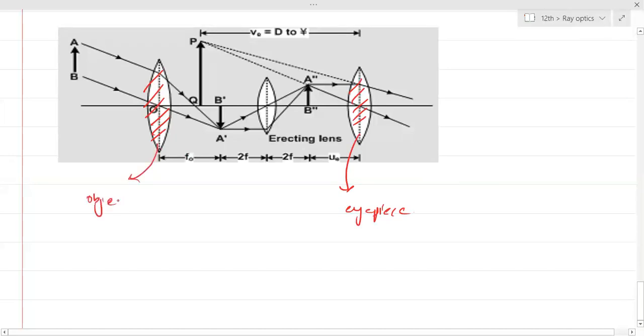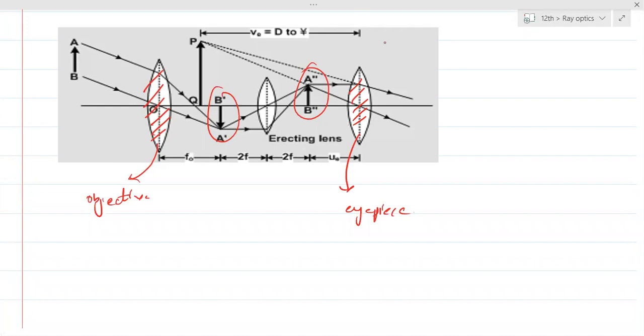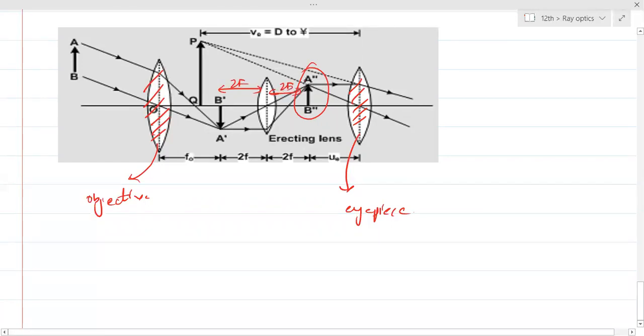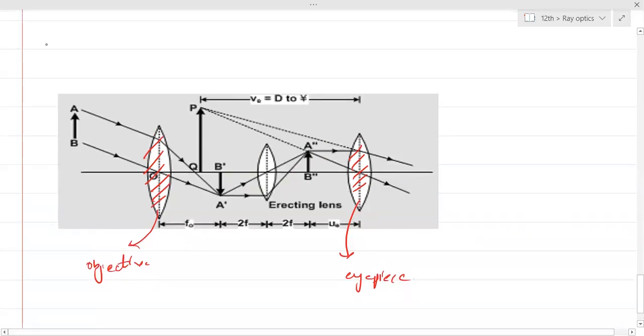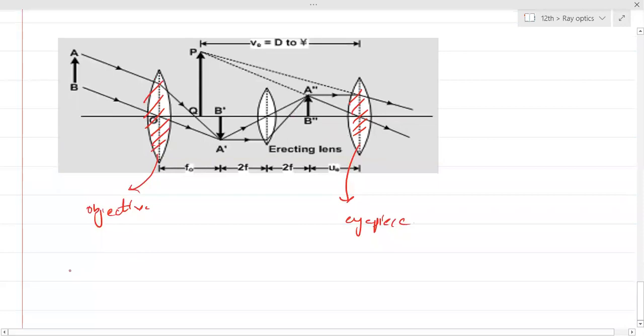The lens in the middle, look at the ray diagram and tell me what's happening there. The lens which is in between the objective and eyepiece, what is it doing? It is inverting the image. That's it. For this lens the object distance is 2f and the image distance will also be 2f. So it does not magnify. It only inverts the image. It is called a terrestrial telescope. What is its name? Terrestrial telescope.